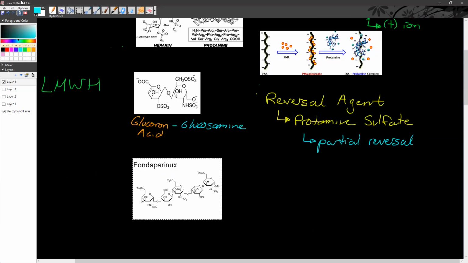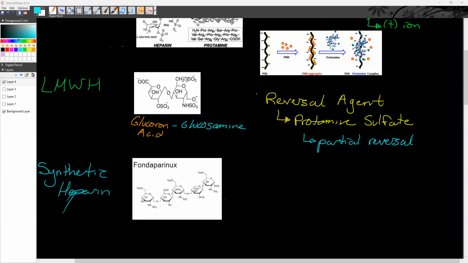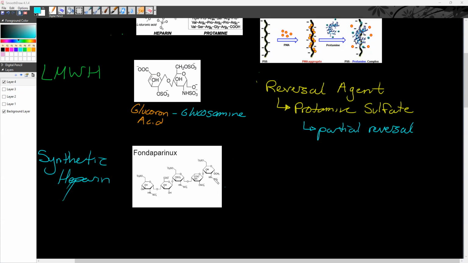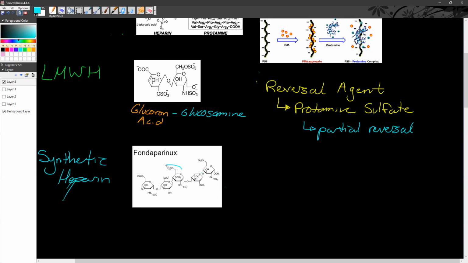For fondaparinux, in the same way that low molecular weight heparin is where we spun it to get more specific lengths of heparin, fondaparinux is just synthetic heparin. What that means is that it's going to work very similar to heparin and low molecular weight heparin, but the difference is that we can control the length. And what you'll see is that we hit the same thing. Here we have the glucosamine.